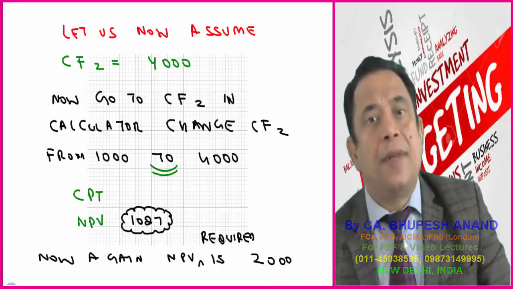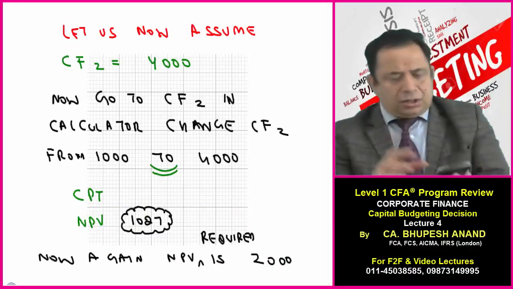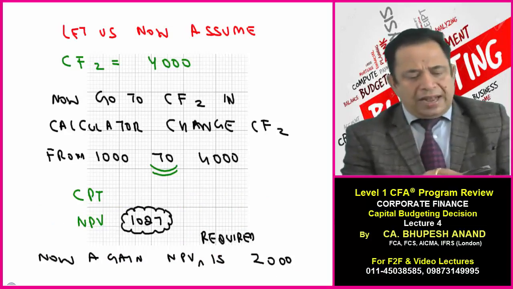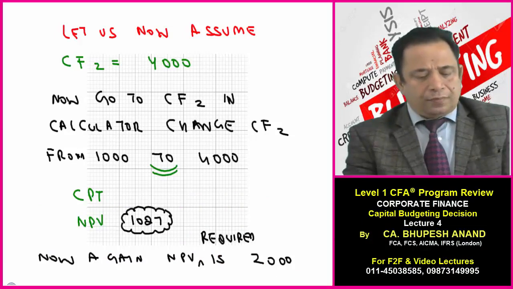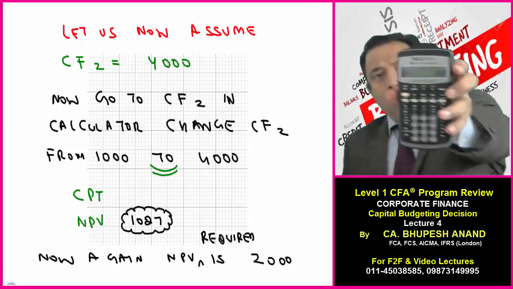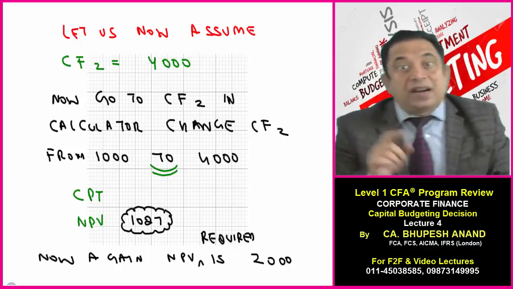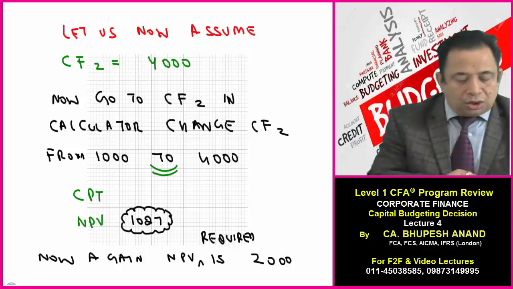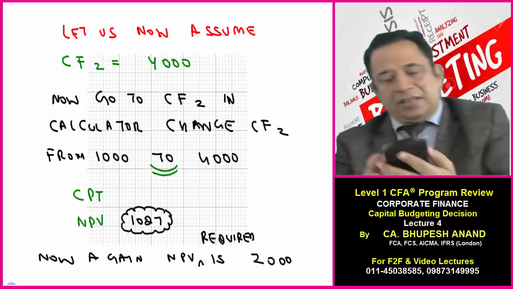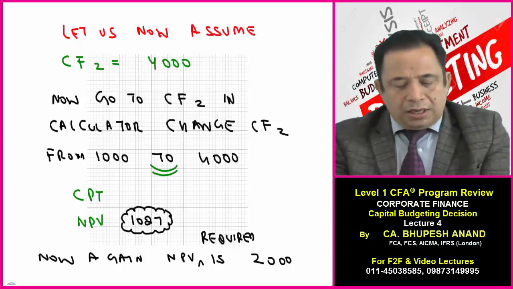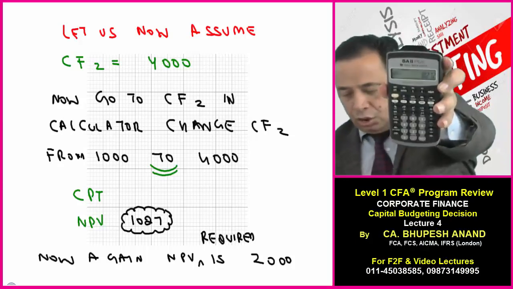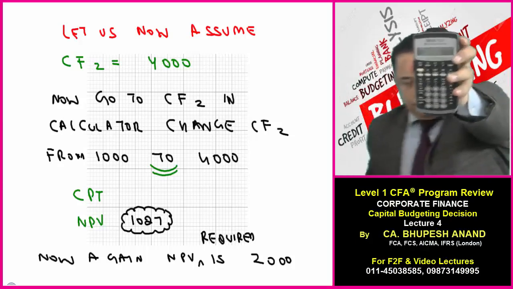So what you have to do in the calculator, we have already fed in the figures. I will go to cash flow 2. Cash flow 2, I have written 1000. So now instead of 1000, I will write down 4000. All the figures will remain the same. Enter. Compute NPV. And NPV is coming as 1027. I have written it here also.